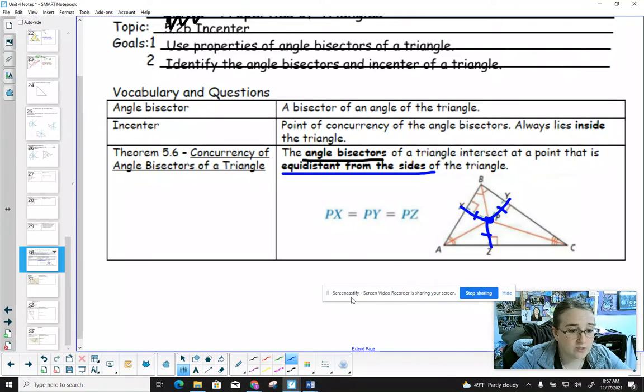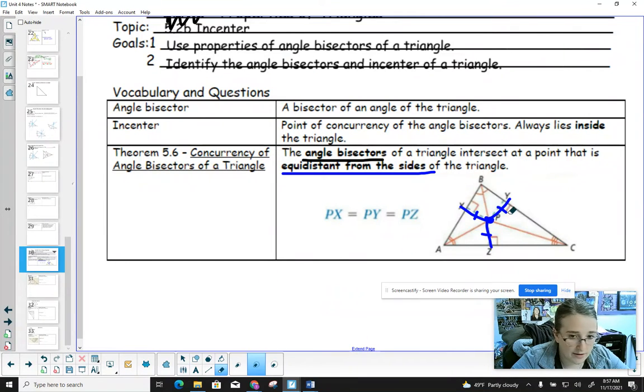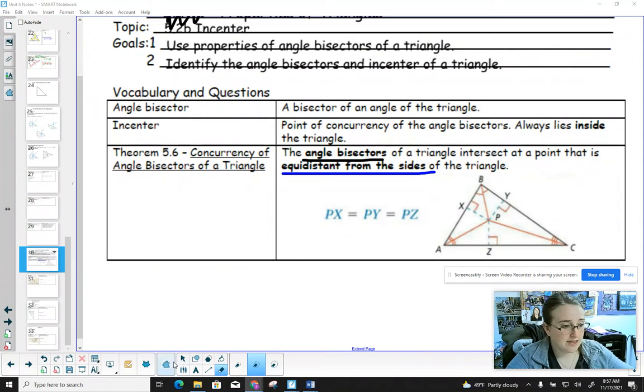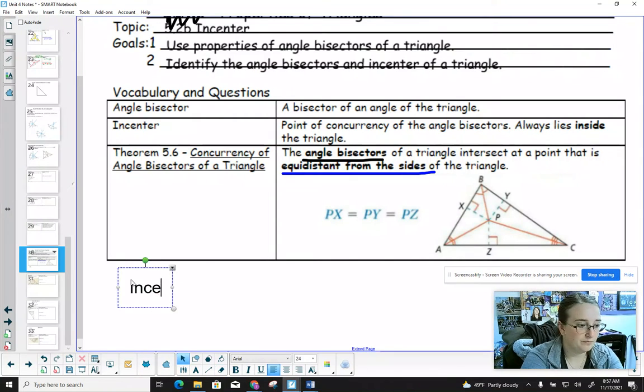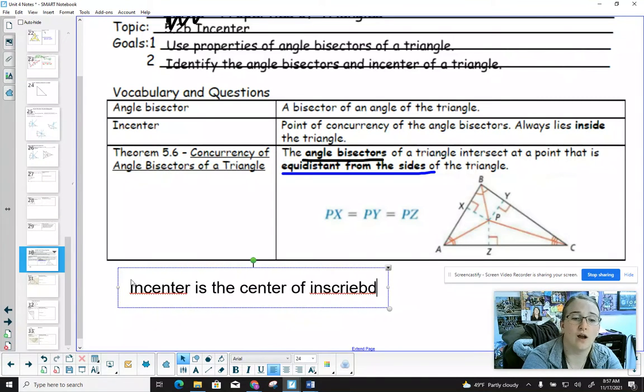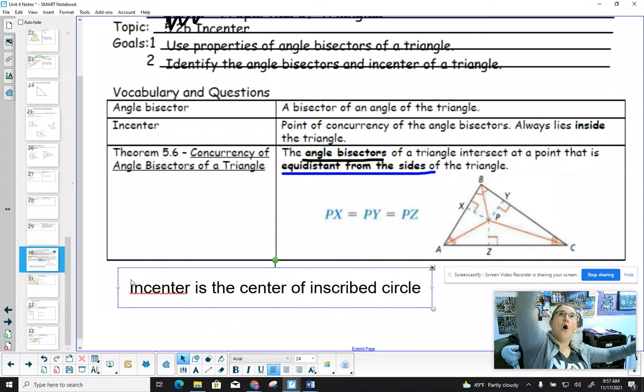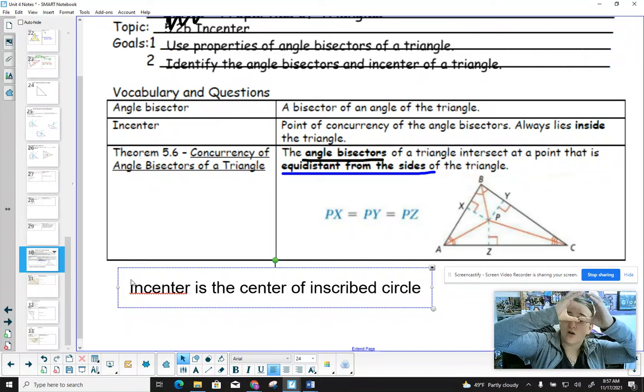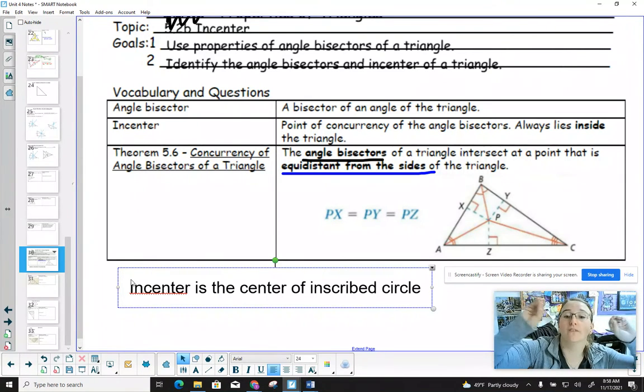And again, the reason why this is called incenter, I meant to actually do this kind of like I did last time, but the incenter, if you want to add this here, the incenter is the center of what we call an inscribed circle. So circumscribed went all the way around the outside of the triangle. What an inscribed circle does is it touches all three sides perfectly at one point of the triangle.